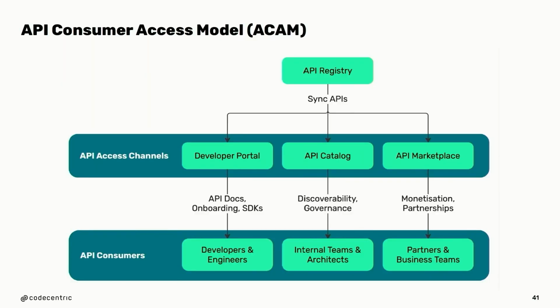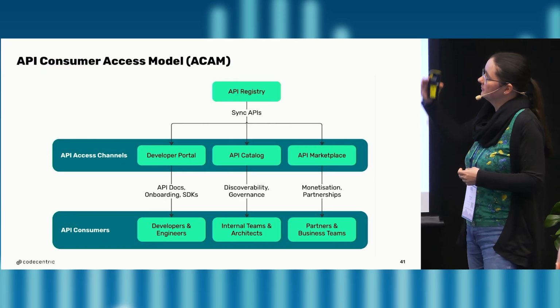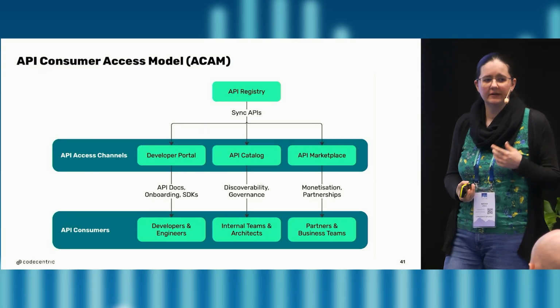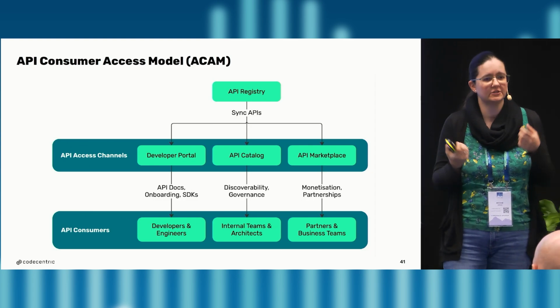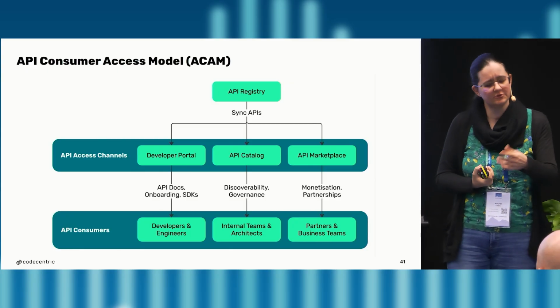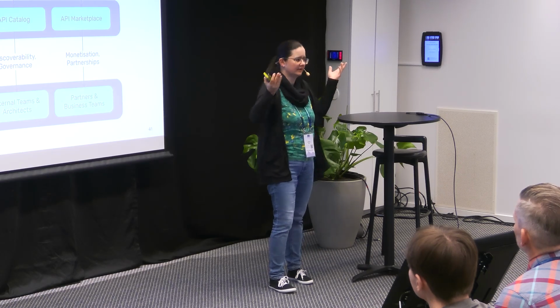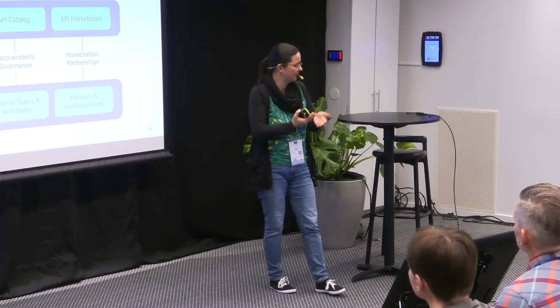And now, how does this fit together with the registry? We came up with this API consumer access model to show a bit how it can look like. The registry would always be at the top, as you see here, and then you could sync your APIs to whatever tools you have, right? The registry is your single source of truth, and even if you might decide you have an internal API catalog and an external API marketplace, for example, then you could sync your APIs there, depending on where you want them to show up.